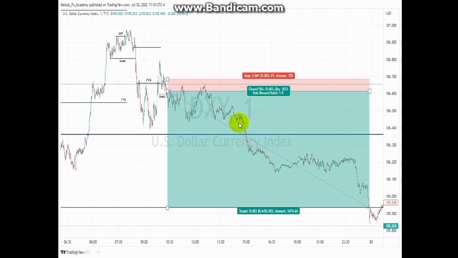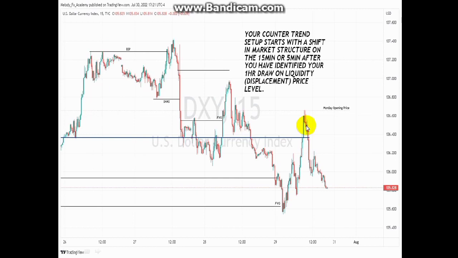So that is how you frame a setup that is going your way. In other words, that is heading in your intended direction, in your intended bias. Now we're going to look at how we frame a counter trend setup. How do we frame a counter trend setup?